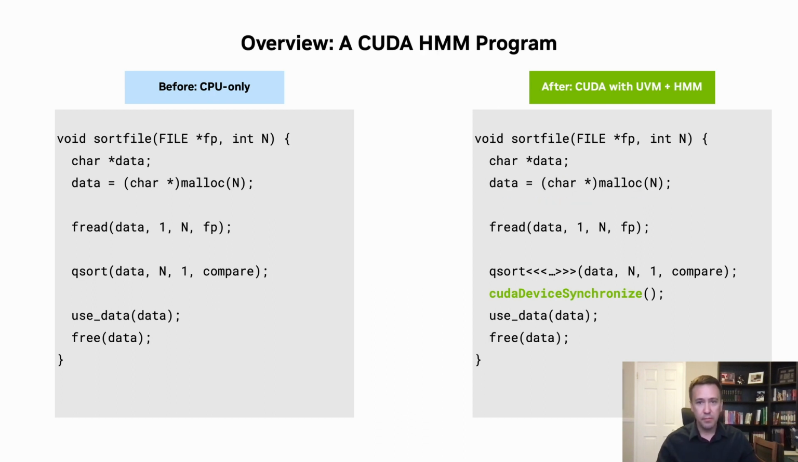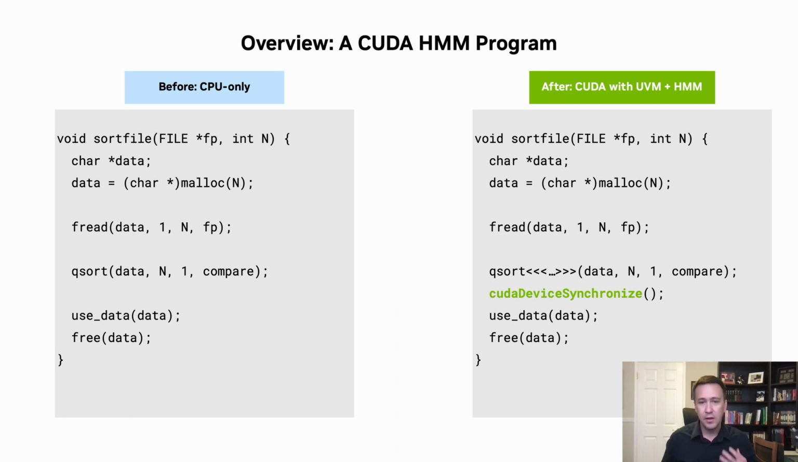Now, with HMM, you'll see that we're sort of back where we started. We can take our early application, which just uses malloc. We can take the subset of the application, in this case, our qsort function, migrate it onto the GPU, add in cudaDeviceSynchronize, and then just free the data as we normally would. And what this really means is that now we're using the same application flow, the same algorithm. We can take that code and, with very minimal changes, migrate it onto the GPU and start taking advantage of the acceleration.